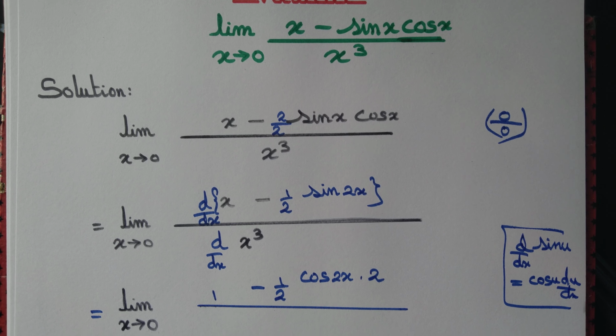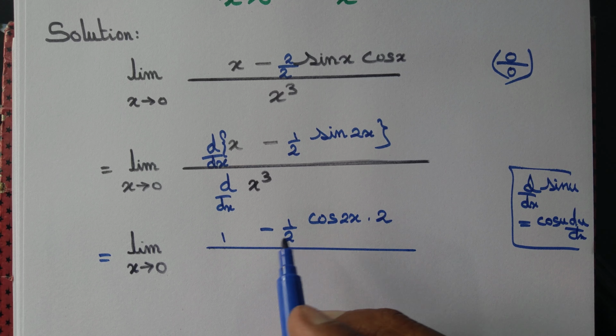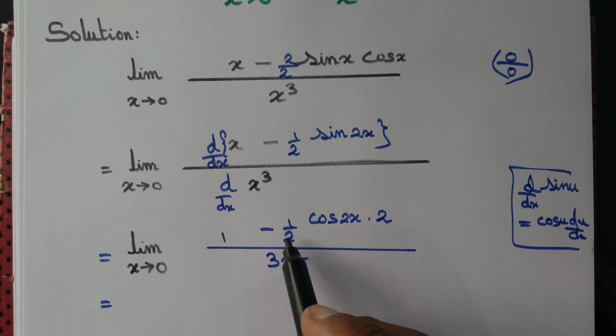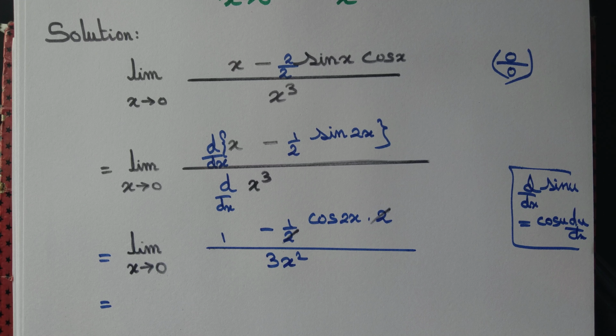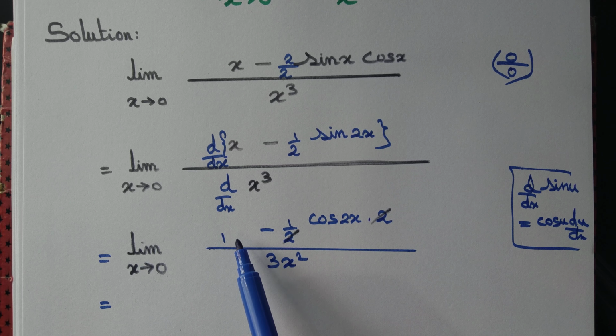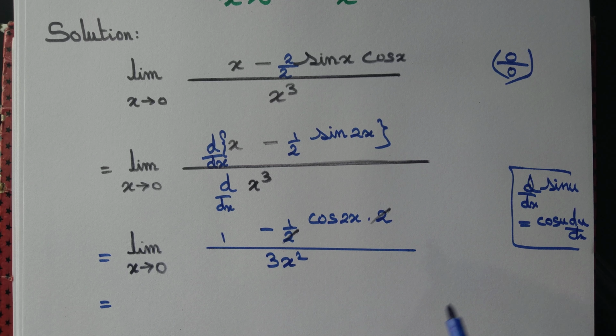What about the denominator? We differentiate x cubed, and the derivative of x cubed is 3x squared. We can cancel 2 out, and when we do so, we get (1 minus cos 2x) by 3x squared. Observe that as x tends to 0, 2x also tends to 0, and so cos 2x tends to 1, and 1 minus cos 2x tends to 0.